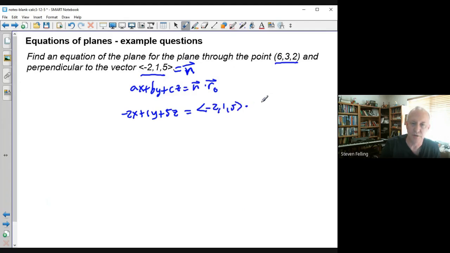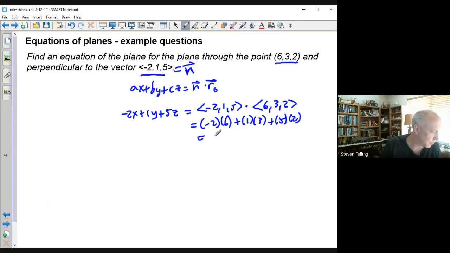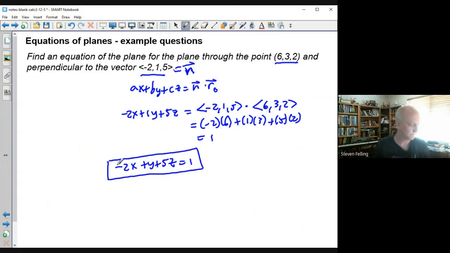But then the dot product of that with the position vector, and the position vector will just be the vector whose components are the same as the point that we want to use that's on the plane, so 6, 3, 2. Okay? And so if I do this dot product, it's going to be negative 2 times 6 plus 1 times 3 plus 5 times 2, which turns out to be the number 1. And so the final equation of this plane is negative 2x plus y plus 5z equals 1. This is the equation of that plane.